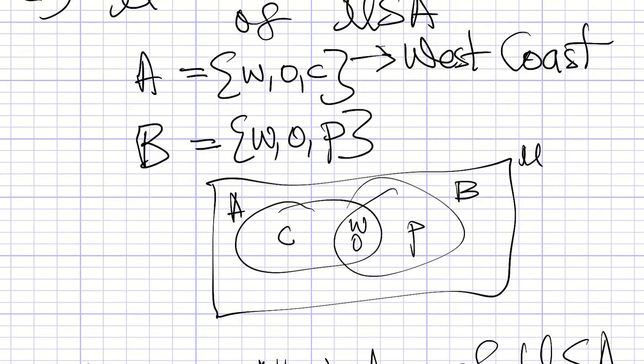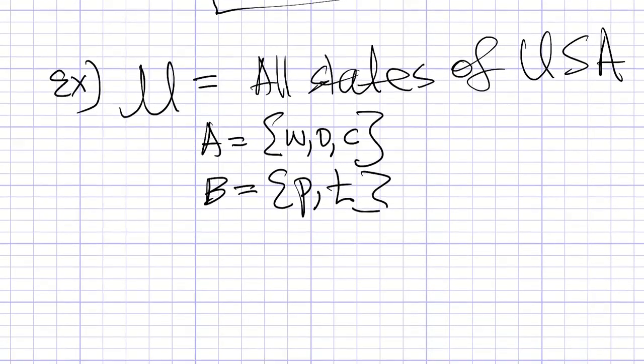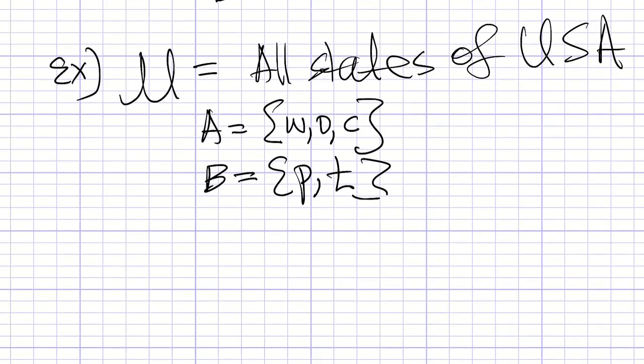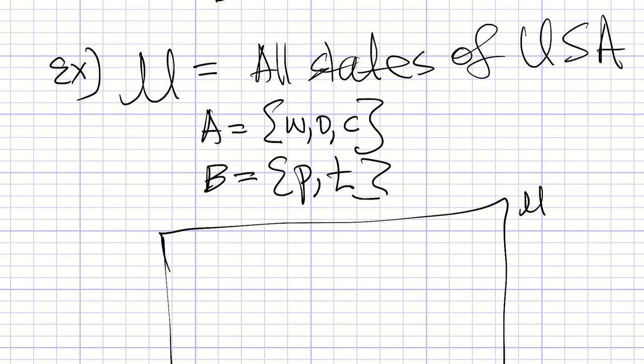Okay, so let's do another one that has to do with the United States. Let the universal set be all the states of the United States, the 50 states. Again, I give an almost similar example. Set A has all the states in the West Coast. Set B has Pennsylvania and Texas, right? Notice that they don't have anything in common. So how do you represent that? You draw the universal set like that.